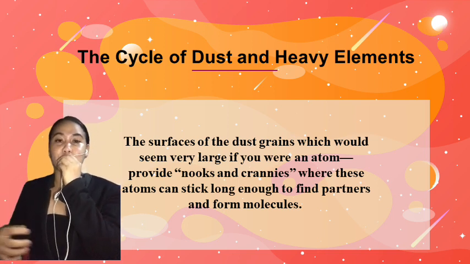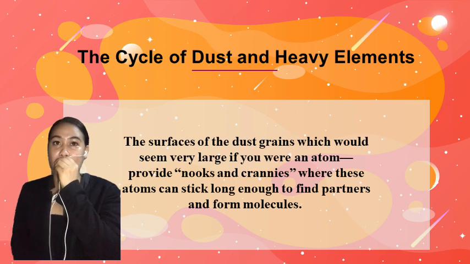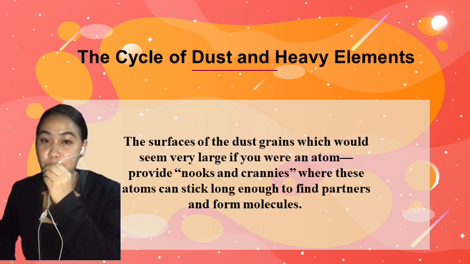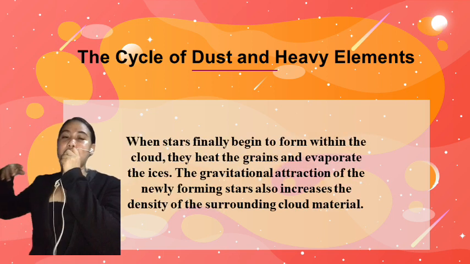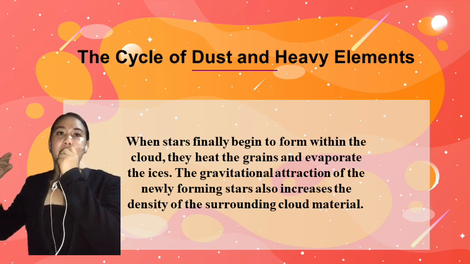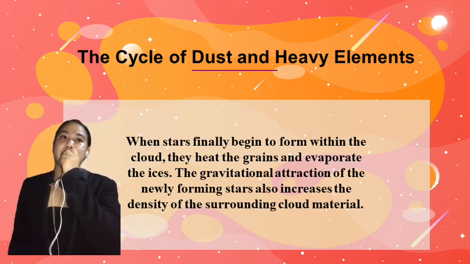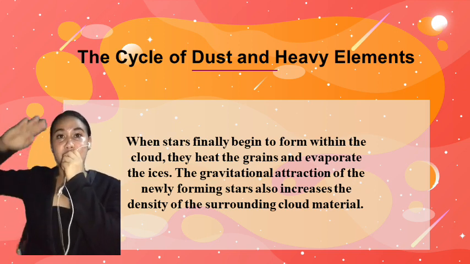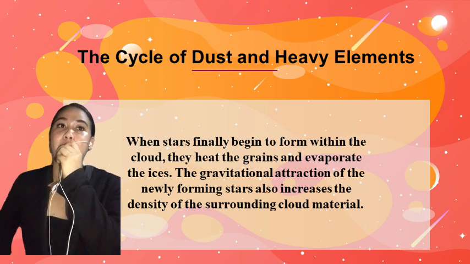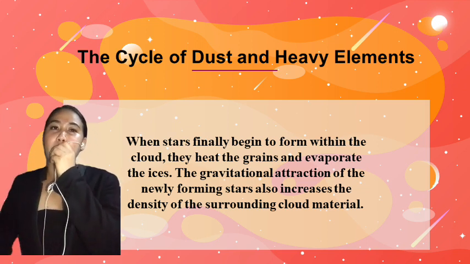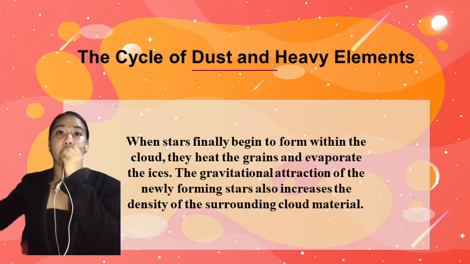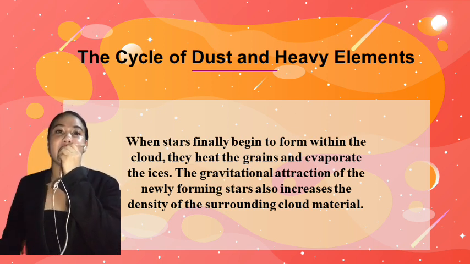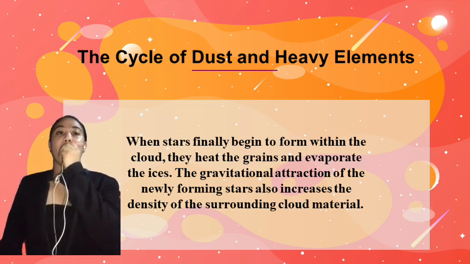Eventually, the dust grains become coated with ices. The presence of the dust shields the molecules inside the clouds from ultraviolet radiation and cosmic rays that would break them up. When stars finally begin to form within the cloud, they heat the grains and evaporate the ices. The gravitational attraction of the newly forming stars also increases the density of the surrounding cloud material. Many chemical reactions can take place on the surface of grains in the gas surrounding the newly forming stars, and these areas are where organic molecules are formed.